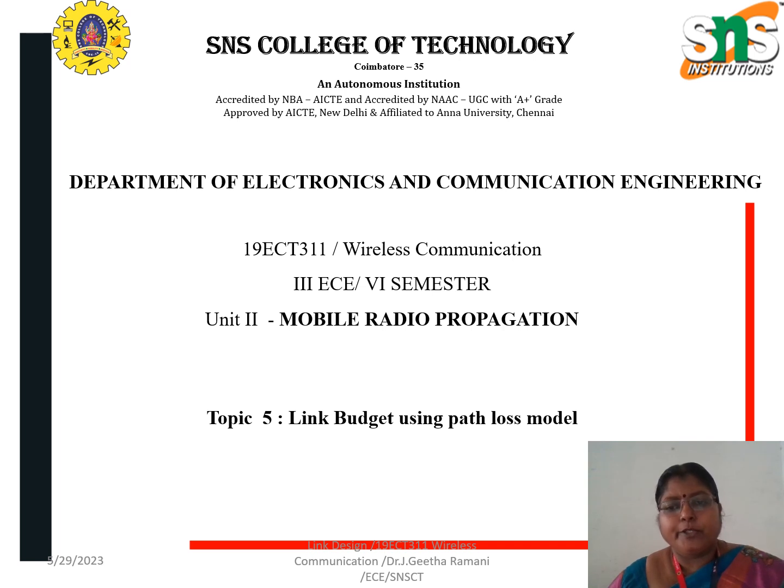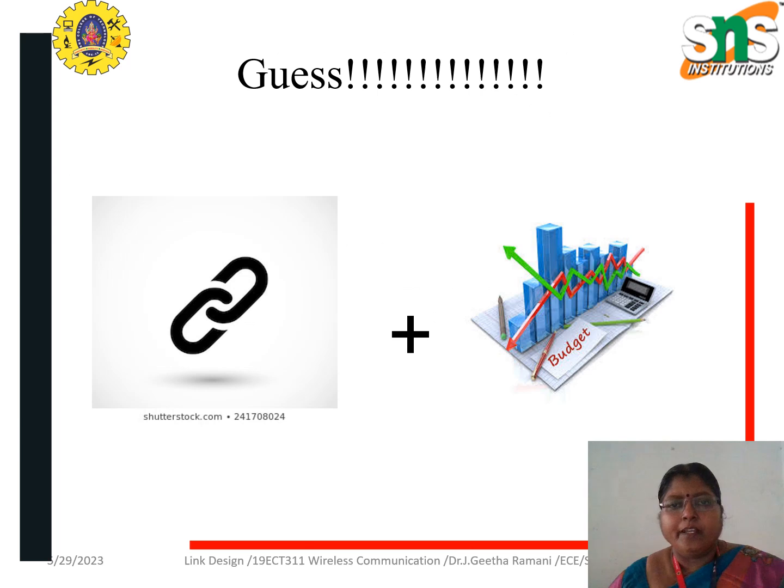Hi, in this video we are going to discuss what is link budget and how the link budget is used to calculate the path loss. Okay, so I think everyone knows what this image is, isn't it? It's nothing but a link and this is a budget. So it is called a link budget. It's a simple thing to guess the topic.